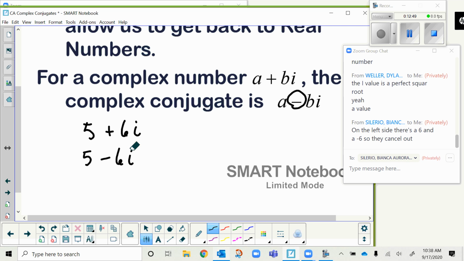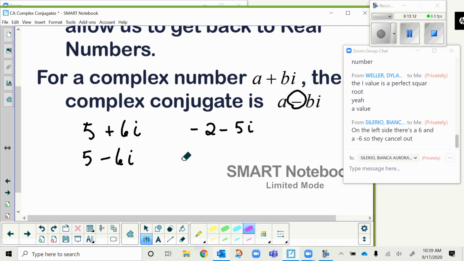And let me just throw some negatives in there so we can look at that too. Let's say everything was negative. Let's say I gave you -2 minus 5i, and I asked you for the complex conjugate. This is something that's very important. I need you to pay attention to.